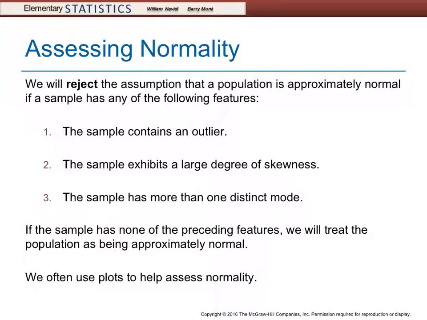So we will reject the assumption that a population is approximately normal if a sample has any of the following features. The sample contains an outlier. The sample exhibits a large degree of skewness. The sample has more than one distinct mode. If the sample has none of these features, we will treat the population as being approximately normal. We often use plots to help assess normality.